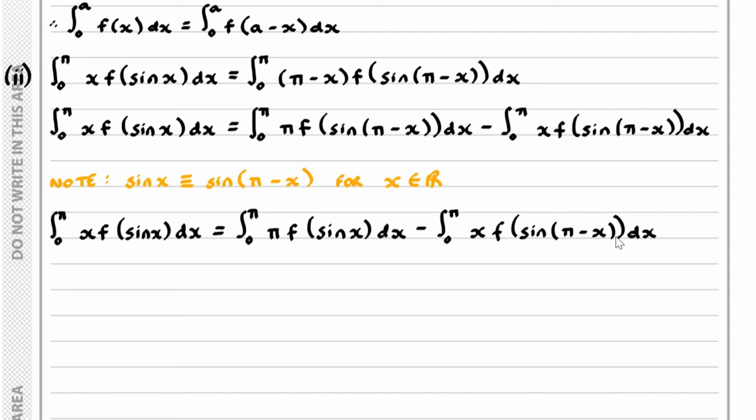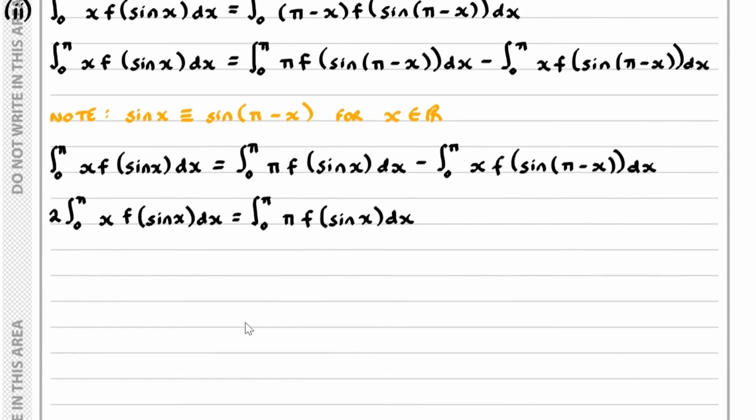So what we can now do is add. We can take this over to the left hand side, which will result in 2 times by the integral from 0 to pi of x times by f of sine x dx, which is equal to the integral from 0 to pi of pi times by f of sine x dx.